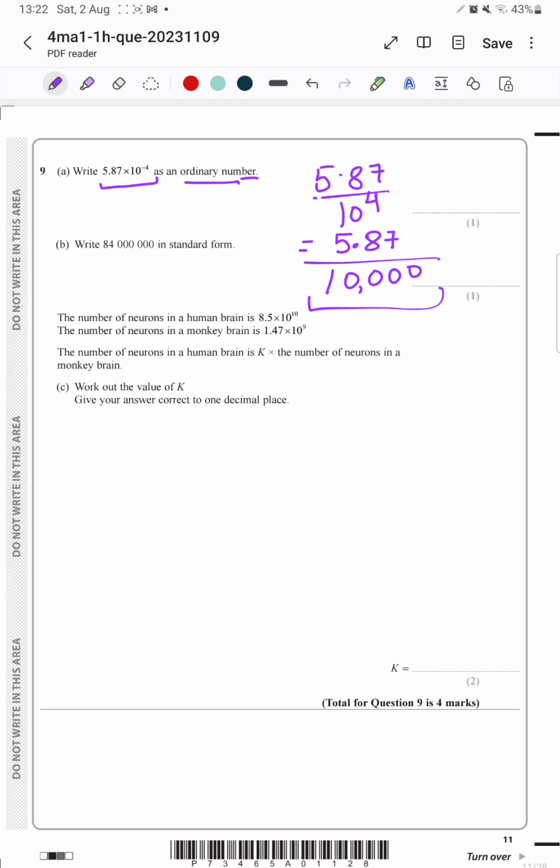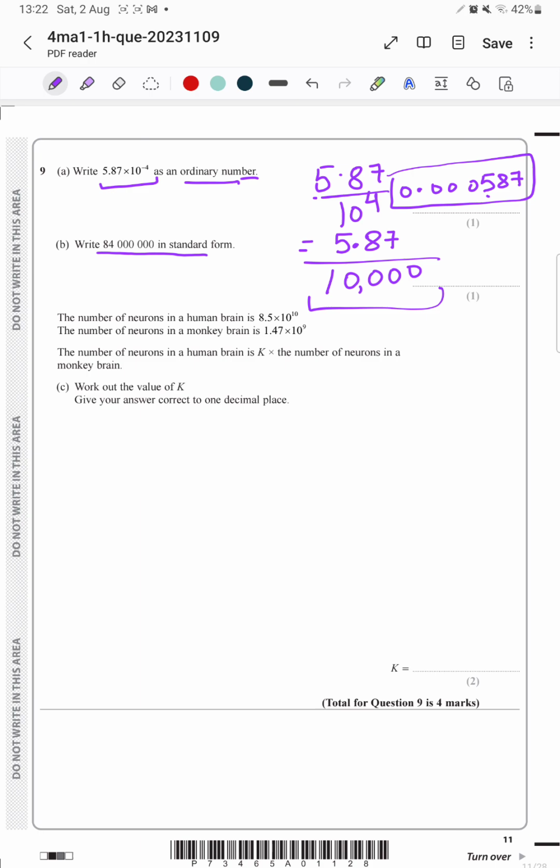So we will be writing it as 587 here, and we have to move it 4 places. So one place is this one, then 2, 3 and 4. So our number in the ordinary form will be 0.000587.